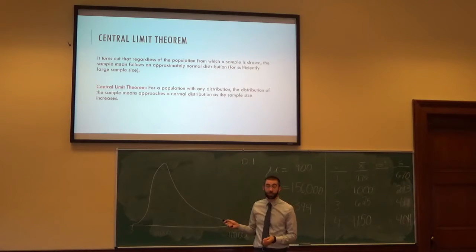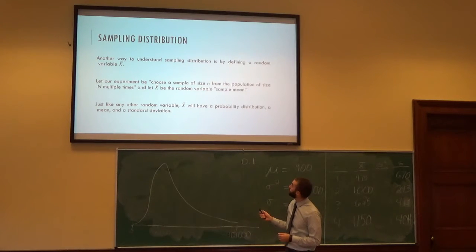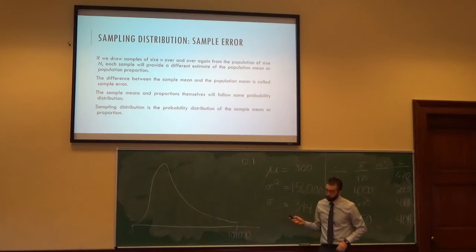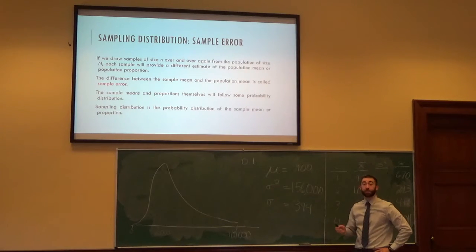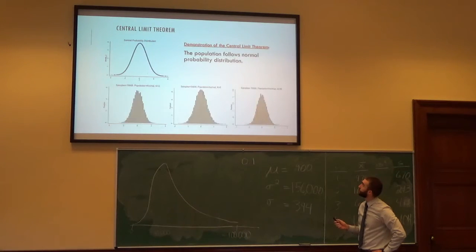That derives from what's called the central limit theorem. We're not going to go into the details, but I've hit the point. So I want to do one more thing. If we draw samples of size n over and over again from the population, each sample will provide a different estimate of the population mean or the population proportion. The difference between the sample mean and the population mean is called the sampling error. The sample means and the proportions themselves will follow some probability distribution. That's what I was just saying before, right? It's going to follow a normal distribution. Okay, we're going to skip over this.